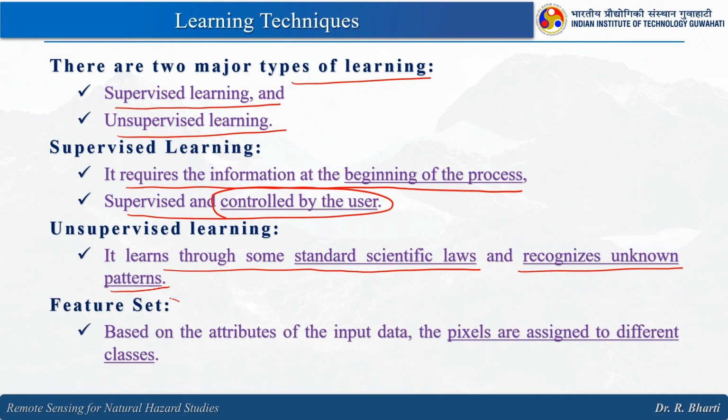And the other one is the feature set. Based on the attributes of the input data, the pixels are assigned to different classes. So, when you have a very high number of points of information or ground control points from the field, you can directly map them as vegetation, water body or maybe some other class.